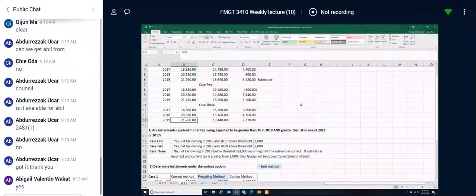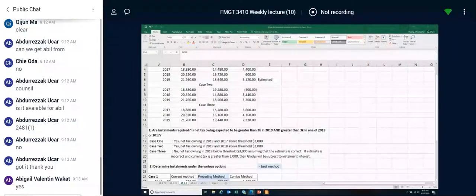And your actual net tax owing was over 3,000. Then at this point, the CRA would ding you, and they would actually hit you with installment interest because you actually met the criteria where installments were required. So that's one of the issues with the current year when you're dealing with an estimate. You have to be certain that your estimate is correct. Otherwise, you are at risk where you could have installment interest applying.